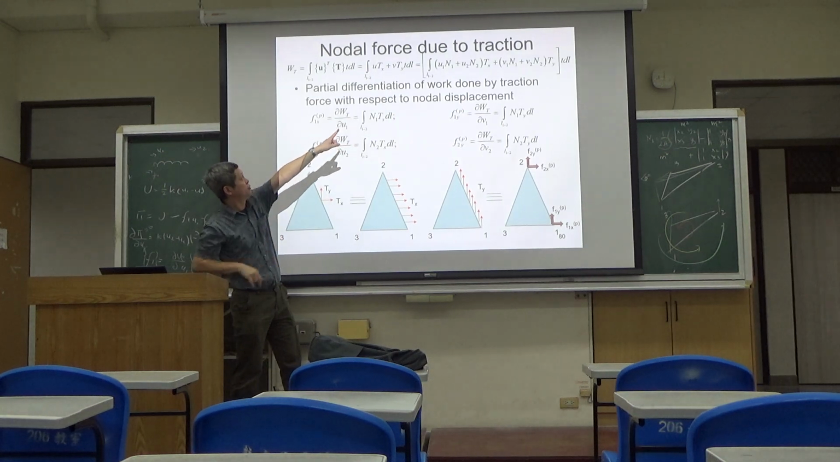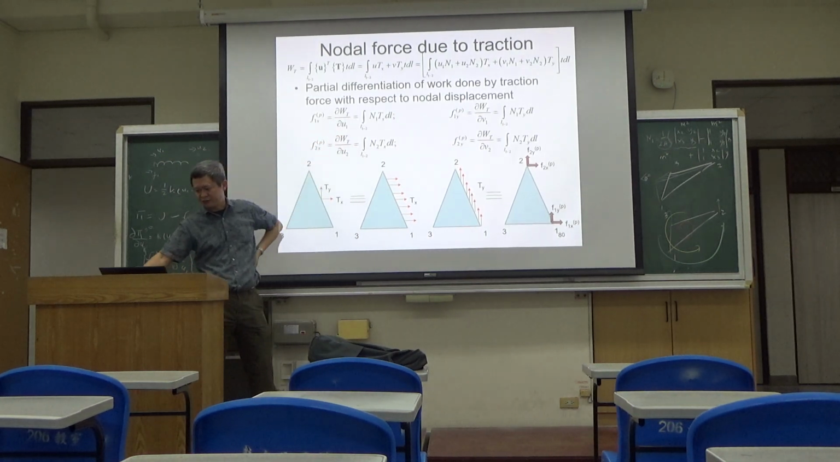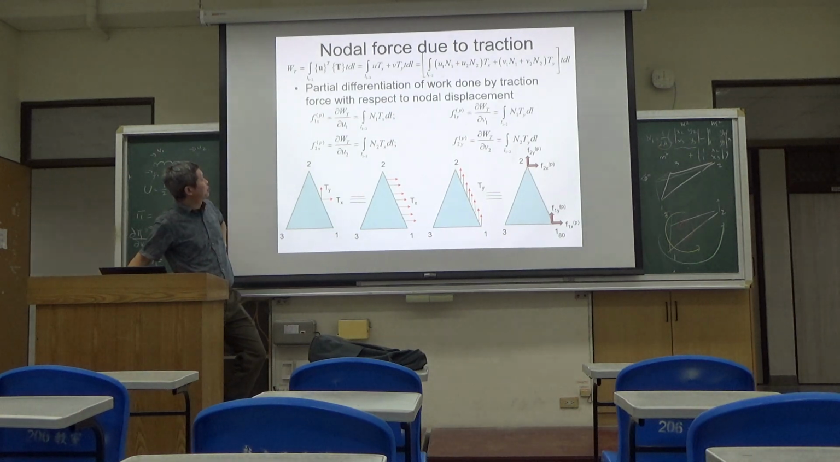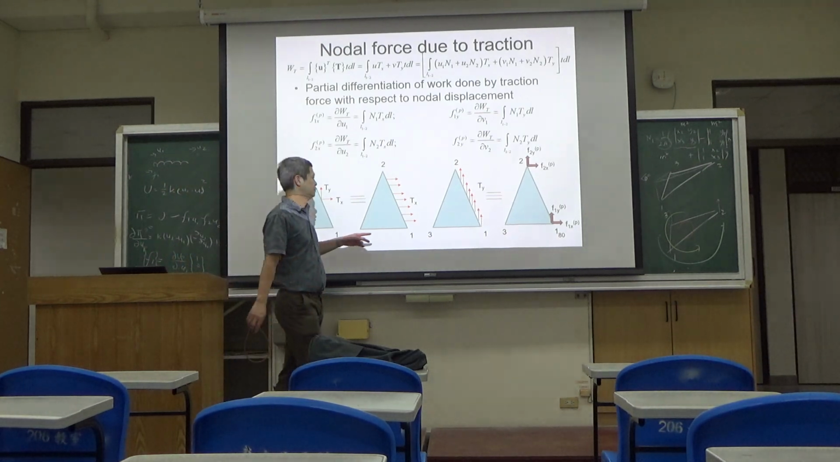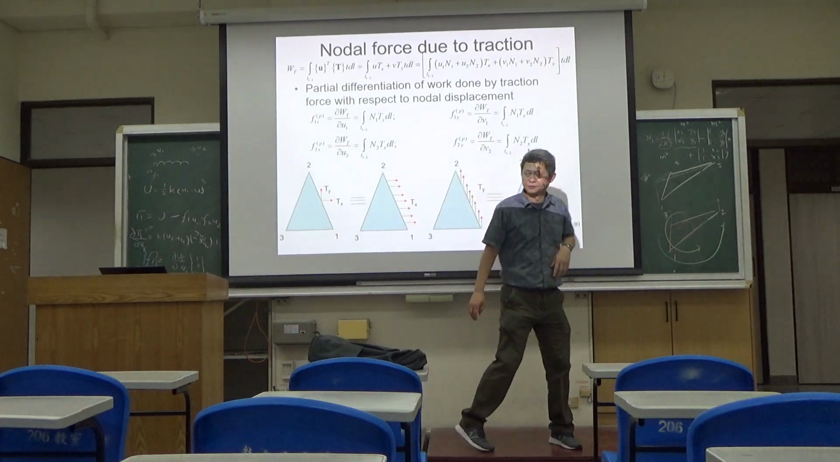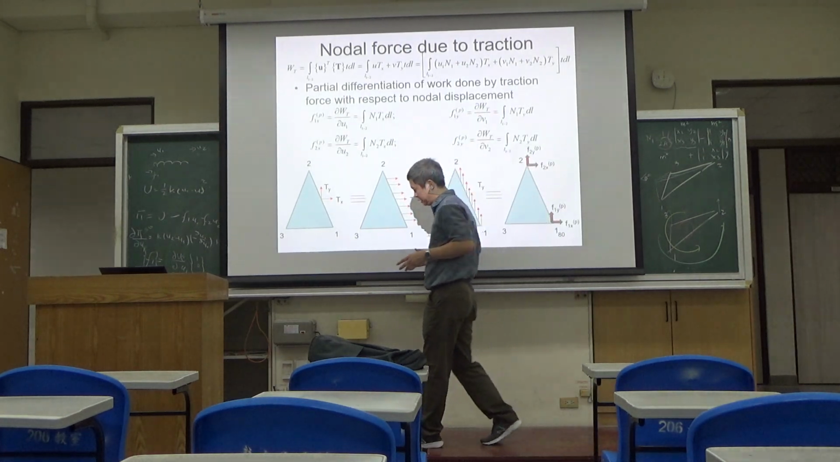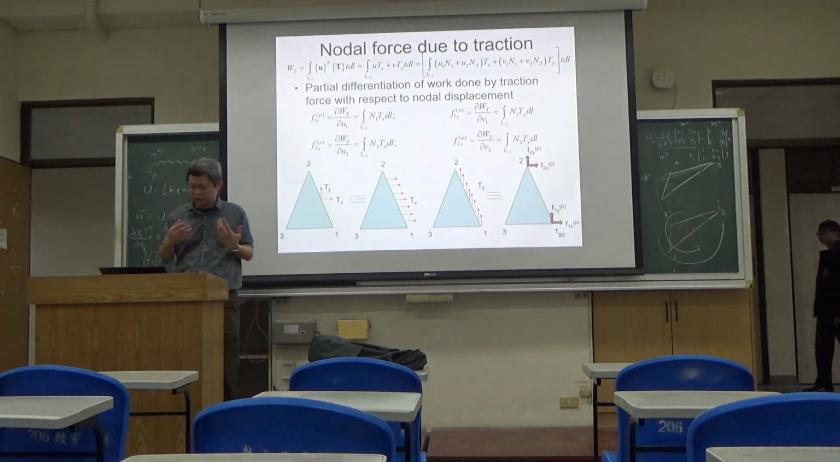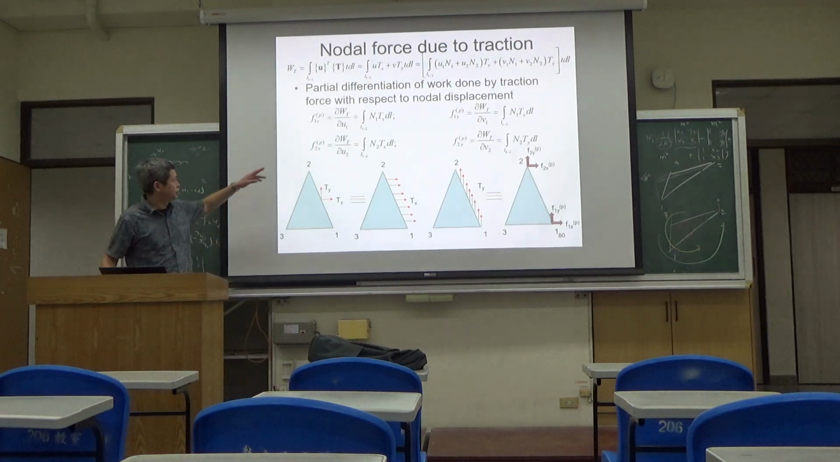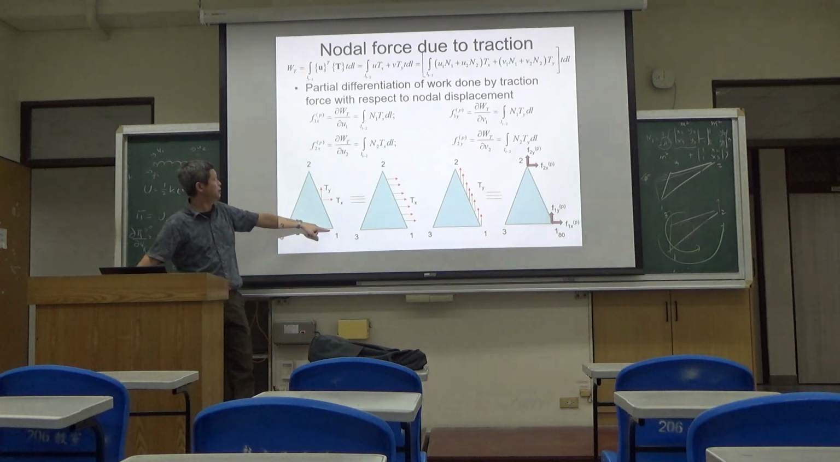And then next, the equivalent force on the nodes can now be obtained by partial differentiation of the work done by the traction with respect to the nodal displacements. So if you do the partial differentiation of the work done with respect to u1, the only term that becomes non-zero is del u1 over del u1, which is 1, times N1. So this gives you the integration of N1 times the traction force, and then integration along the length. So this converts to a line integral. This is for the force on node 1 in the x direction.